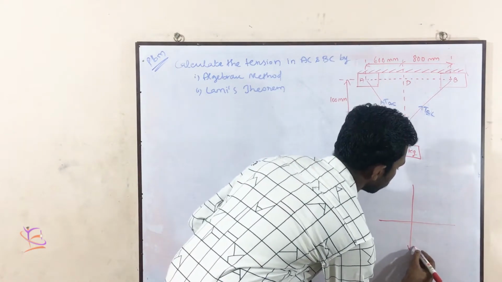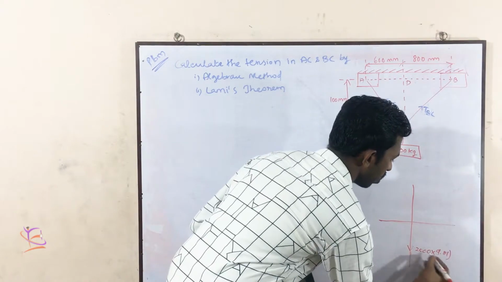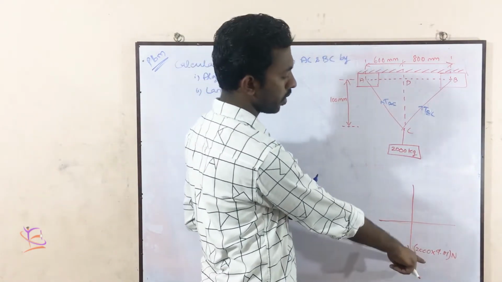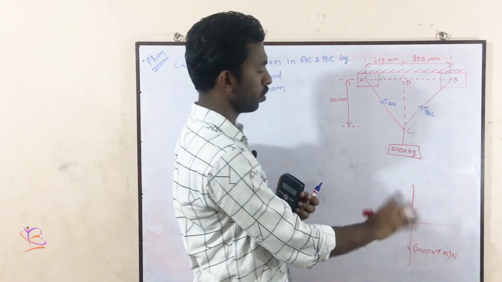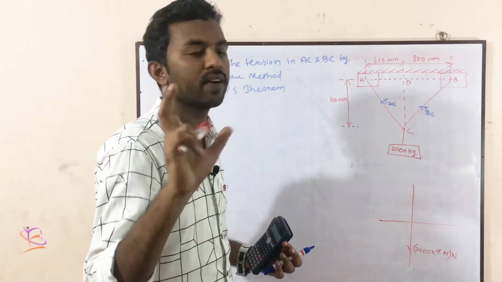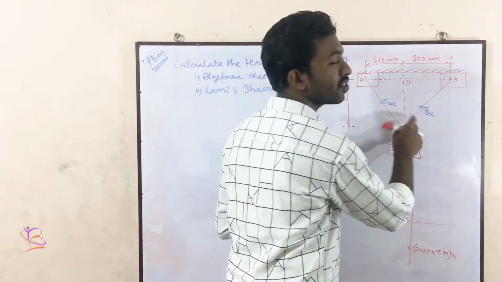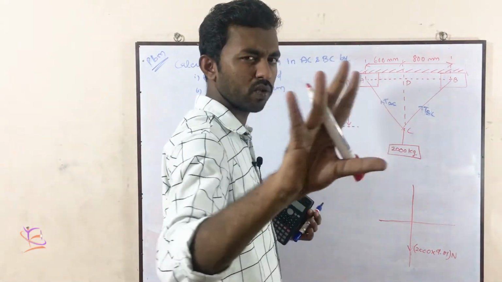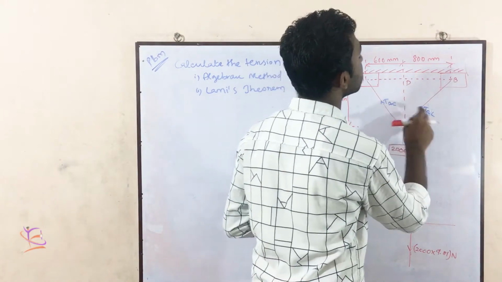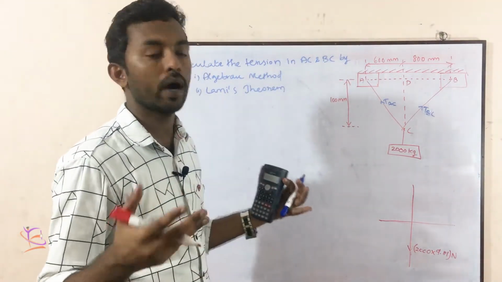So here 2000 into 9.81 Newton. It is given in terms of kilogram, so we are converting to 2000 into 9.81 Newton. That is the vertical force, no inclination is here. But these two tensions are inclined. So here two tensions are there, TAC and TBC. Both are inclined, but we don't know any angle here.